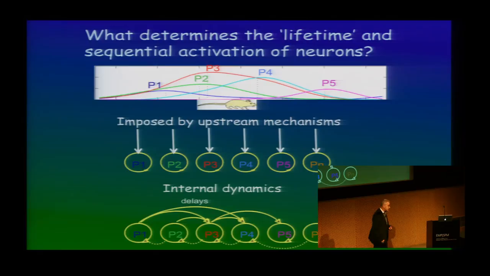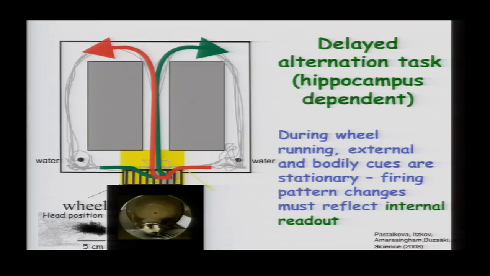The way to do that in the laboratory is to train an animal to run in a wheel, facing always the same direction and at relatively constant speed, in a hippocampal-dependent task, which is this. The animal has to go to the right, rewarded. The next time it has to go to the left. It has to remember that it came from the right, so now it has to go to the left, and so on. And in the meantime, you require the animal to run in this wheel.